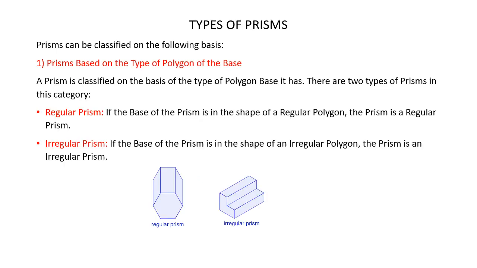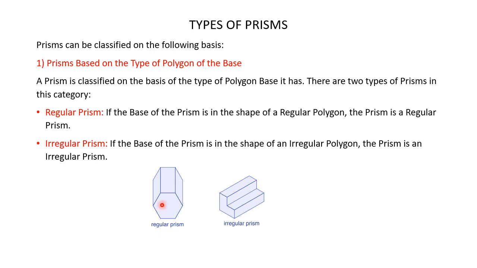Let's now learn about the different types of prisms. Now, prisms can be classified based on various criteria. Now, prisms can be classified on the type of polygon of the base. There are two types of prisms based on the type of polygon base it has. They are the regular prism and the irregular prism. If the base of the prism is in the shape of a regular polygon, the prism is a regular prism. This is the diagram of a regular prism.